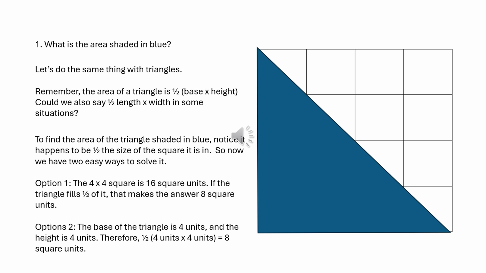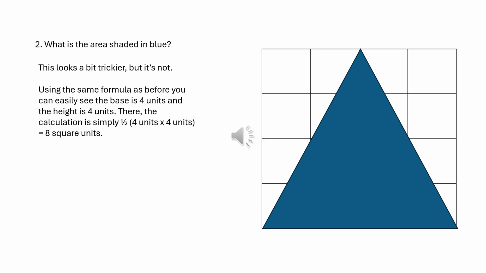So again, we're asked, what is the area shaded in blue? This one looks a little bit trickier, but it's really not. We can always approach it from just our basic equation for our triangles. What is the base? We can count that it is 4 units wide and 4 units tall. So using our equation, 1/2 times the 4 units times 4 units is going to give us 8 square units.